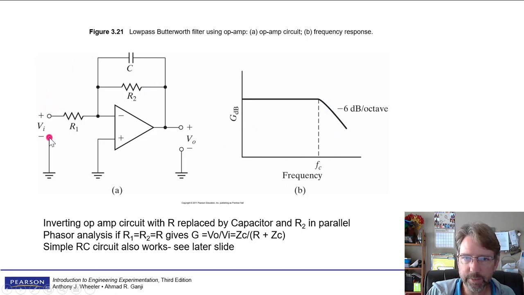You can do this circuit analysis just with straightforward phasor analysis if you replace the single resistor in the inverting op-amp circuit with this capacitor and resistor in parallel, and talk about the impedance. The book goes through this in detail, so it's worth reading that section of chapter 3. It's also worth pointing out that you don't need an op-amp to do a low-pass filter. Just a simple RC circuit will do the job as well. And we'll see that later.